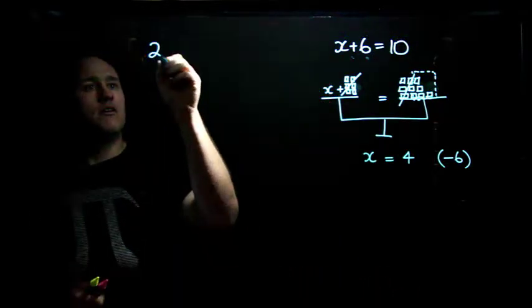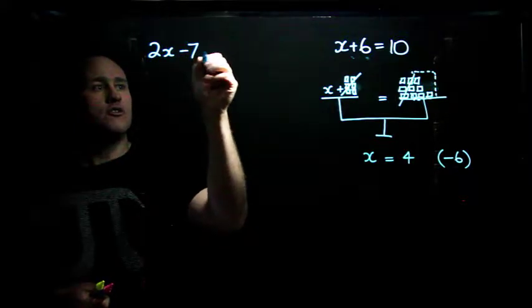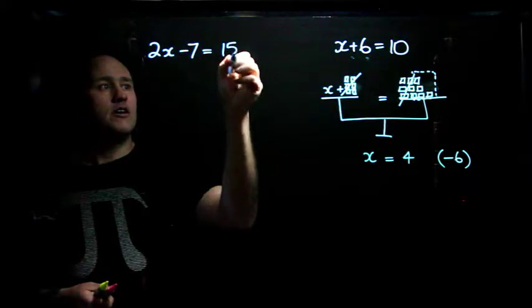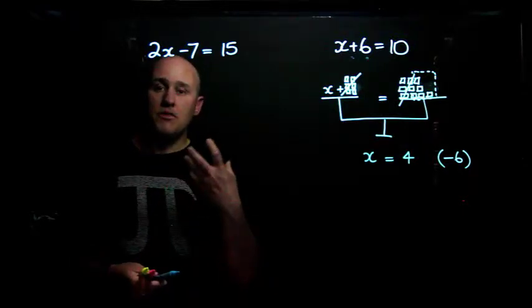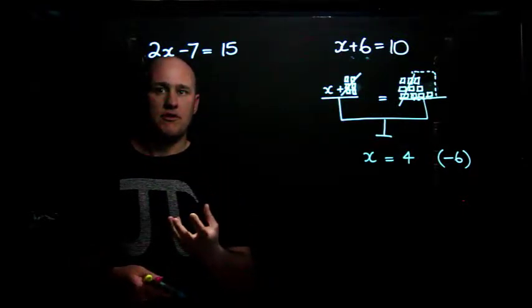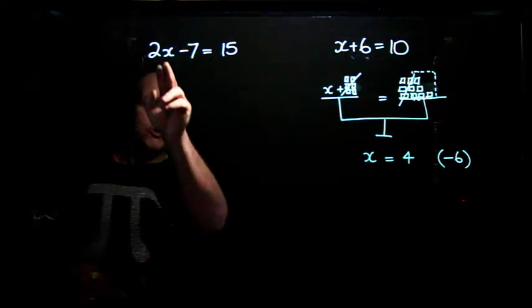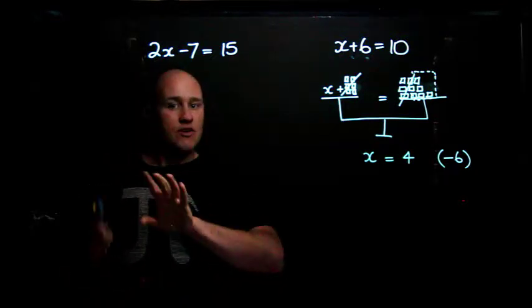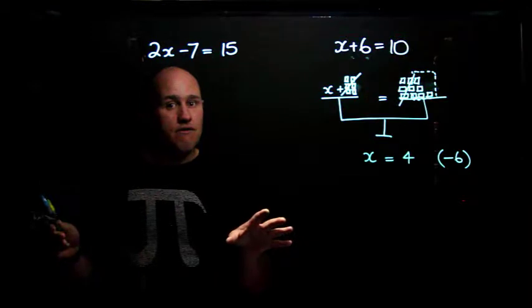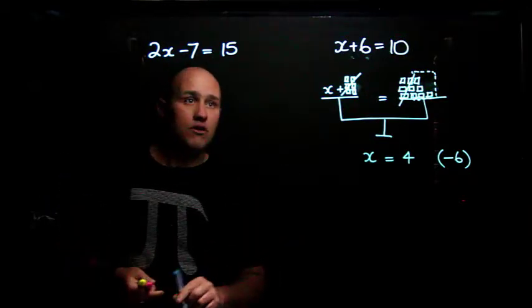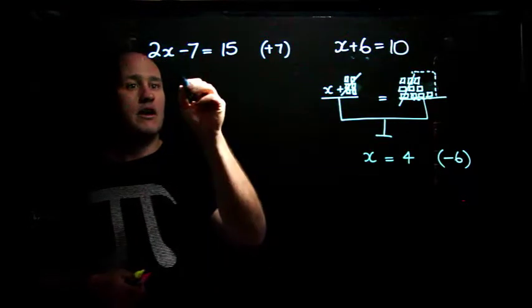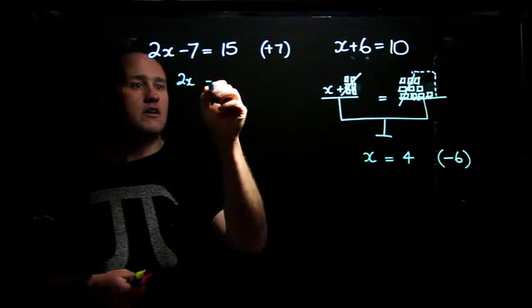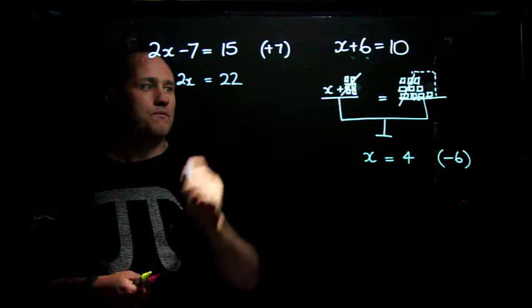Still pretty common, it requires 2 opposite operations. 2x minus 7 equals 15. Again, think about that analogy, unwrapping a present. The x is the present. That 2 is pretty close to the x. The minus 7 is a little bit further away, and I can probably deal with that first. So I am going to deal with that first. I'm going to add 7 to both sides of my equation, and that gives me 2x equals 22.